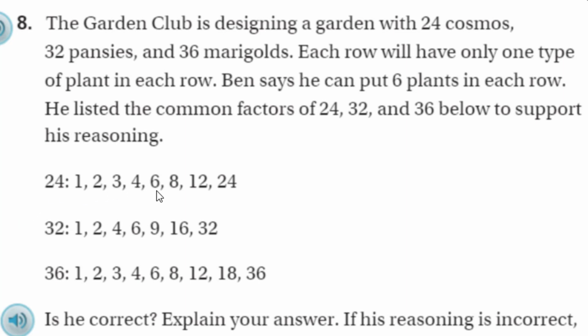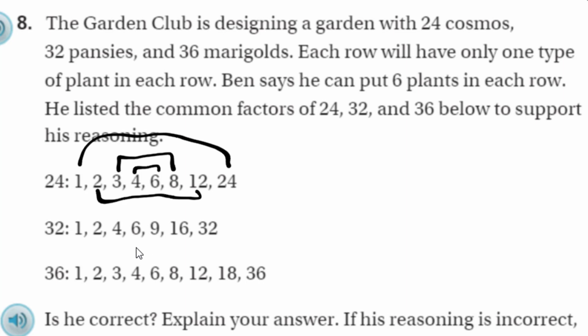1, 2, 3, 4, 6, 8, 12, 24. What I like about how he listed them is that you can see the matching pairs. See how that works? 2 times 12, and then 1 and 24. And so for 32: 1, 2, 4 times 8. Oh, what happened to 8?